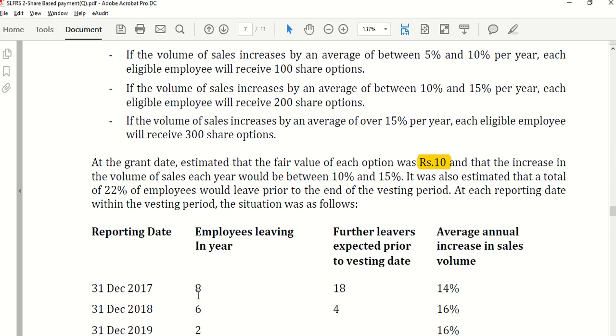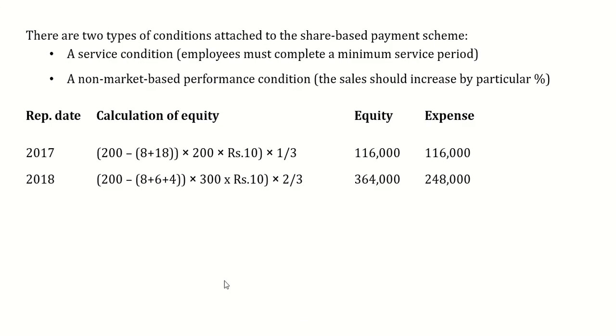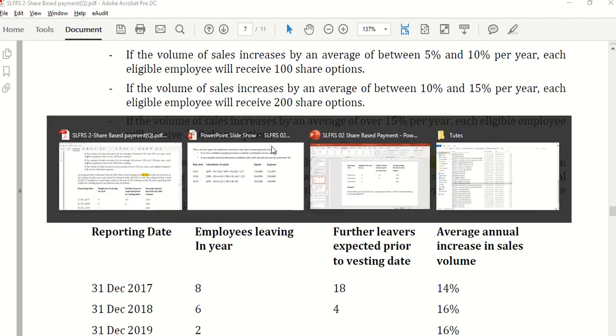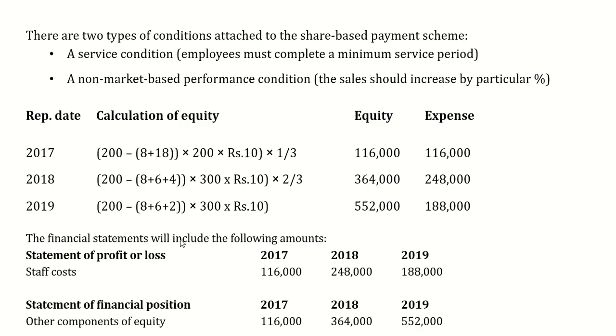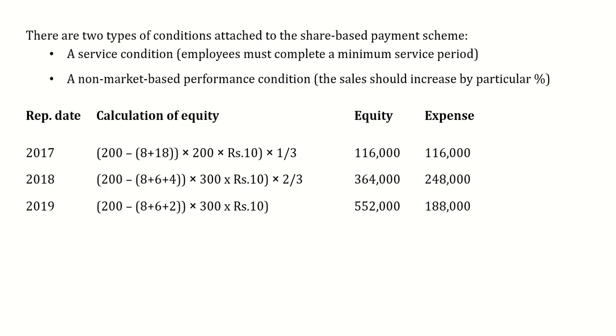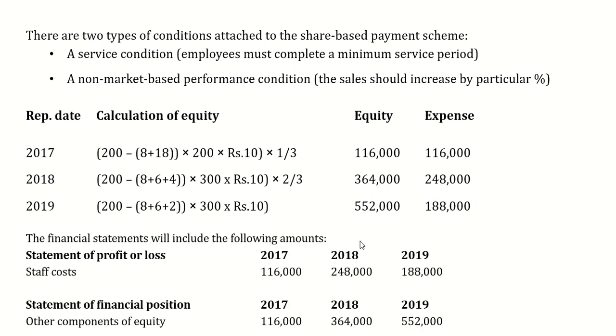In the third year, what happened, another 2 people left, altogether 16 people left, right? And still the sales increment rate is 16%, which comes to the third category, so they are eligible to get 300 share options. With that your liability should be 552,000. So this is how the expenses and the liability or equity should be recorded in the financial statement.